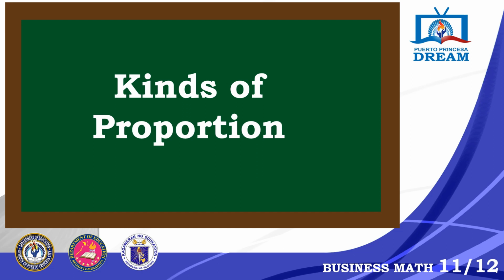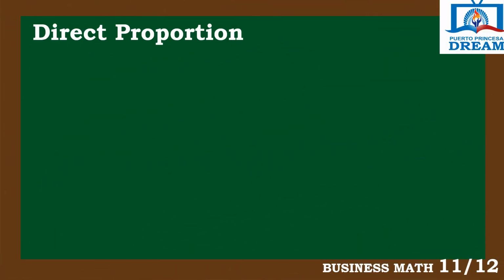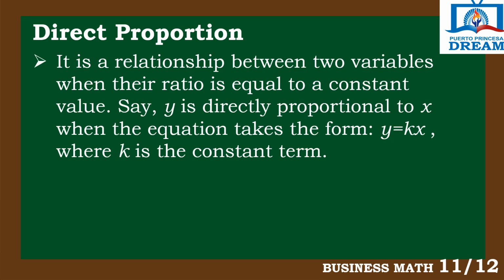We now proceed with the kinds of proportion. First, we have direct proportion. It is a relationship between two variables when their ratio is equal to a constant value. Say y is directly proportional to x when the equation takes the form y is equal to kx, where k is the constant term.